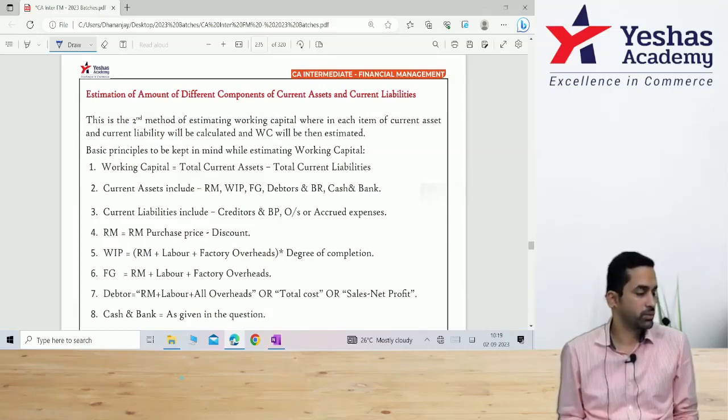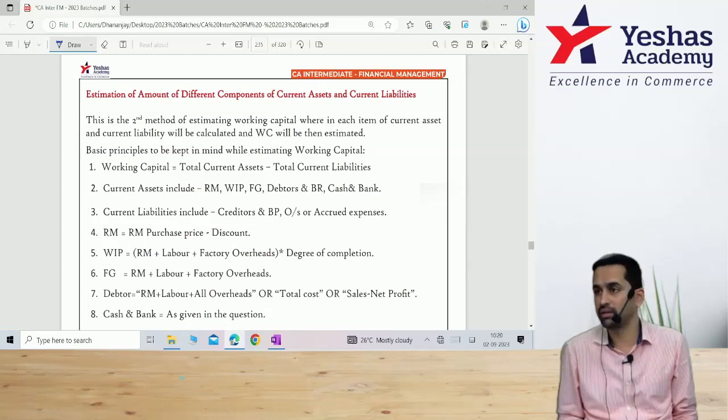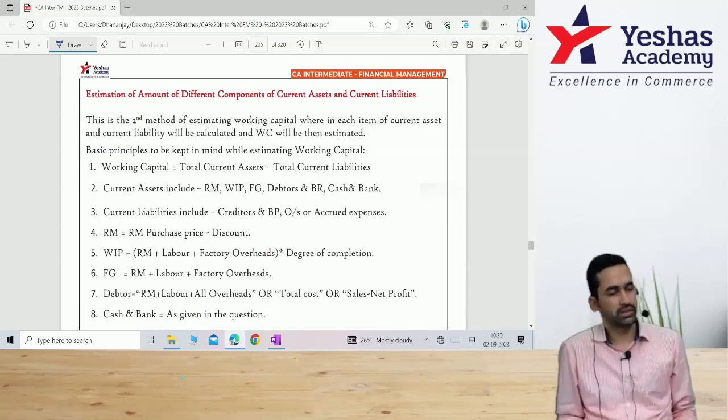Some basic points to be kept in mind while estimating the working capital. First point: working capital is equal to total of the CA minus CL. When I say current asset, it includes raw material, work in progress, finished goods, debtor, bills receivable, cash, bank, advance, prepaid, everything. We know this. Current liability includes creditor, payable, outstanding, accrued, income received in advance, all of that. Now, one by one, how do we estimate? This is something that we know.